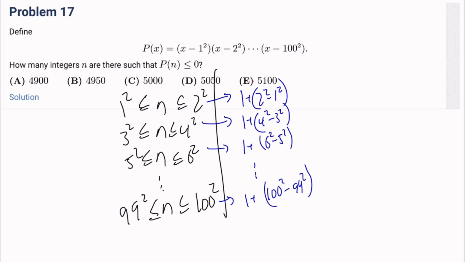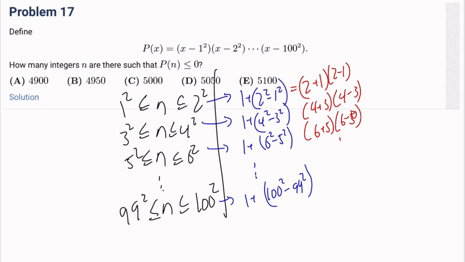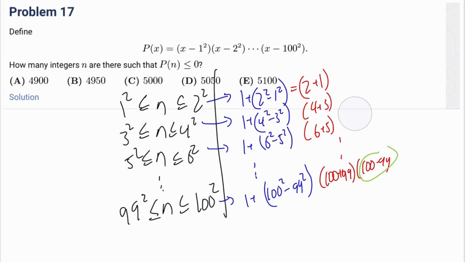But then if you see this whole row, this whole region, this is 2 plus 1 times 2 minus 1. This is 4 plus 3 times 4 minus 3, and this is 6 plus 5 times 6 minus 5, all the way to 100 plus 99 times 100 minus 99, right? But then, these are all 1, so these can all be disregarded, they are not important. And this gives us the sum from 1 to 100, right?